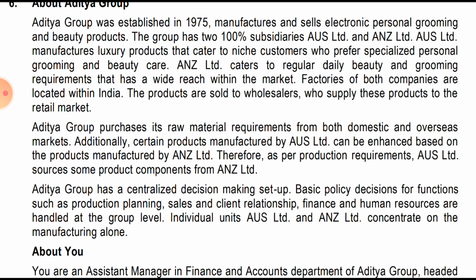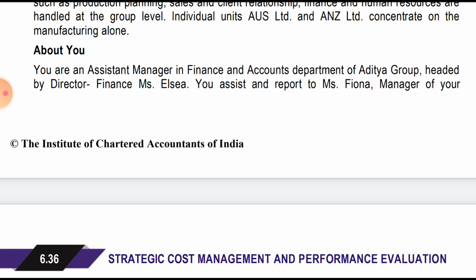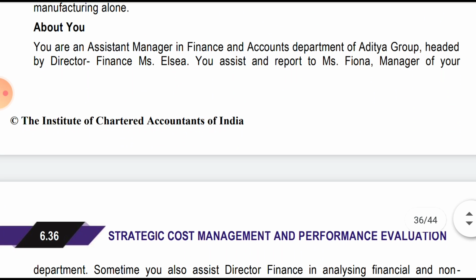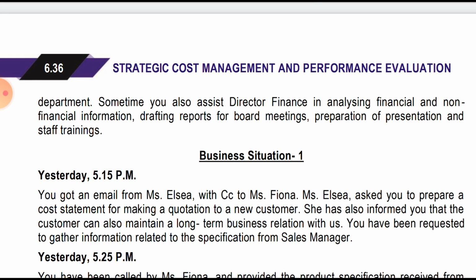Individual unit AUS and ANZ concentrate on the manufacturing alone. Okay. So this all was basic and just an introductory part. About you: you are an assistant manager in the finance and accounts department of the Aditya Group, headed by the director finance, Miss LC. So the director is Miss LC, and you assist and report to Miss Fiona, a manager of your department. Okay. So the manager was Fiona and the director is LC.